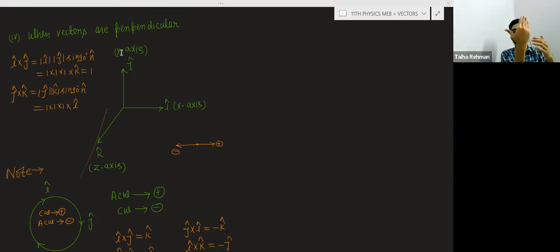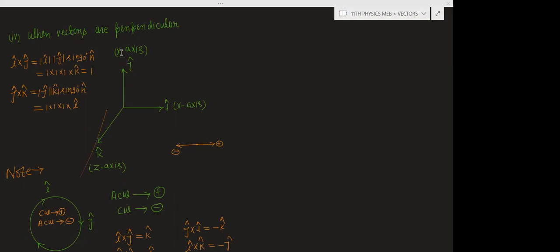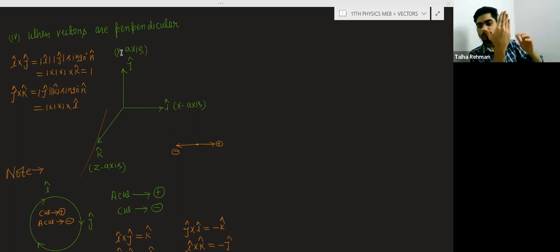So see, this is your j. These fingers are along j cap. Is it or not? Yes, sir. Now you have to curl your fingers along k cap, and k cap is towards me, meaning outward. I have told you k cap is outward. So you will curl your finger towards yourself. Your thumb will be in this direction. Just do it once by yourself, then you will get i cap. Unit vector i cap you will get.